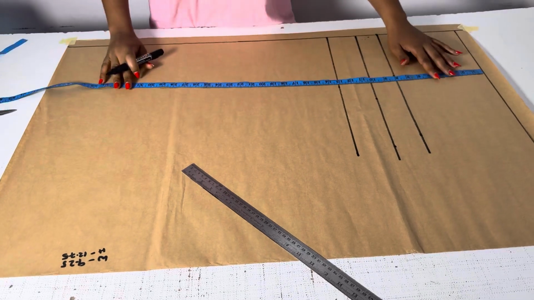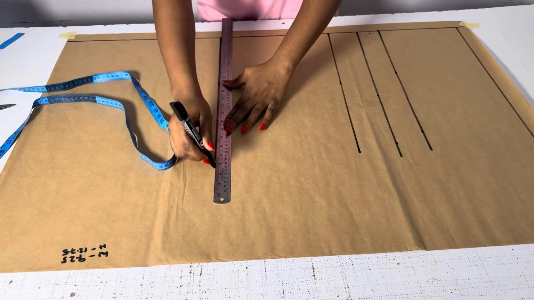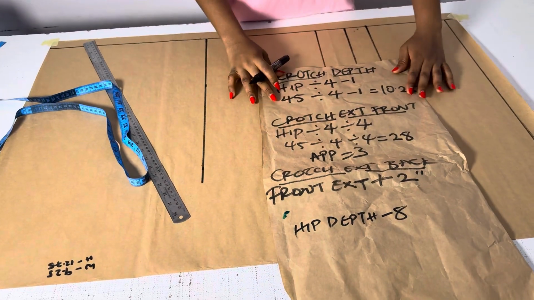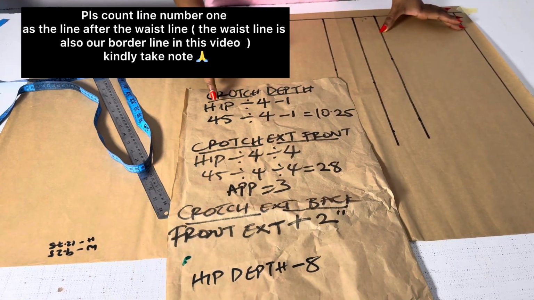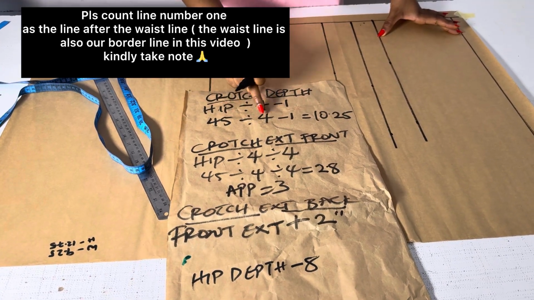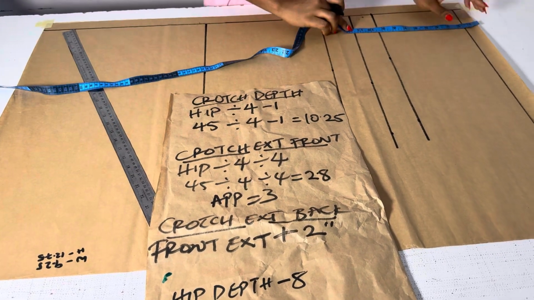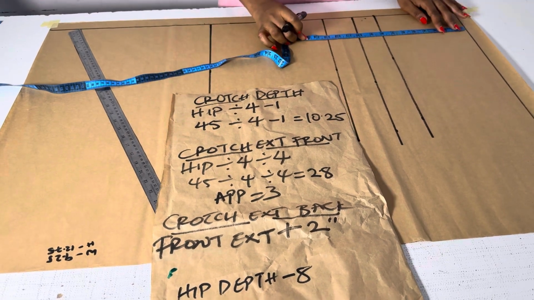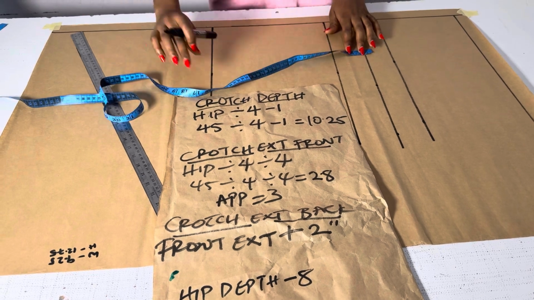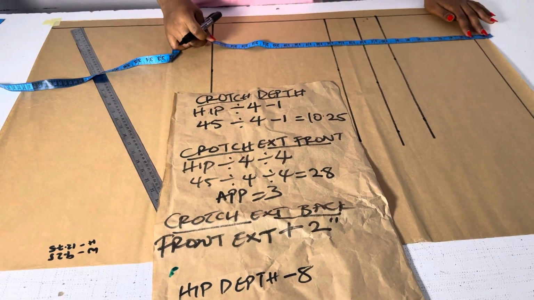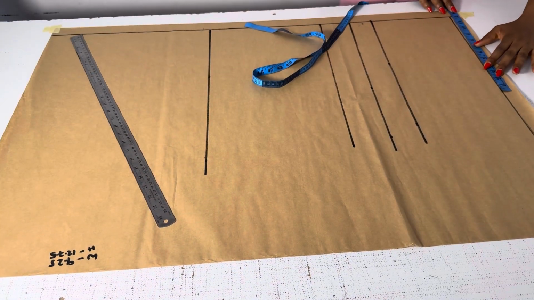As you can see in the video, I have gotten my hip depth, my crotch depth, my thigh depth, and of course my knee measurements from my high waist. My hip depth is 8 inches from my low waist, and that is line number 1 that you can see in the video. And of course, my crotch depth. How to get your crotch depth is hip divided by 4 minus 1. 45 divided by 4 minus 1 is going to give you 10.25, and that is what you have for the second line. For the third line, which is our thigh depth, that's a standard 3 inches below the crotch depth. Then for my knee measurement from my high waist, that is like 26 inches.